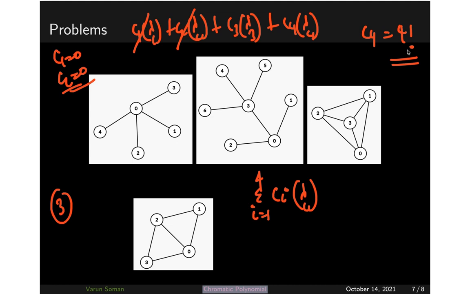Moving forward, what is your c3? Now to find c3, I am going to color this graph using 3 colors. So how many ways are there to color now? I will go by a step approach. Now 3 colors are definitely required to color this triangle. So how many ways can you do that? This one could be colored in 3 ways, this one could be colored in 2 ways, and this one in 1 way. So basically 3 factorial ways. So that triangle could be colored in 3 factorial ways.